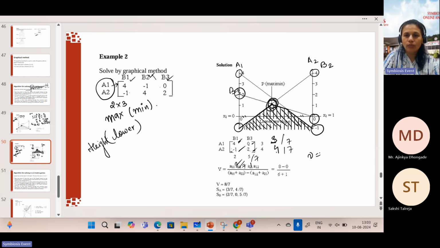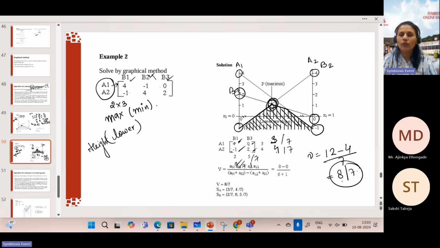Value of the game, different ways. Either you go by this formula, then also you will get the same answer, or simply 4 times 3, 12 minus 4 divided by the sum of the two. So 12 minus 4 is 8 by 7, right? So this is how we can calculate the value of the game.